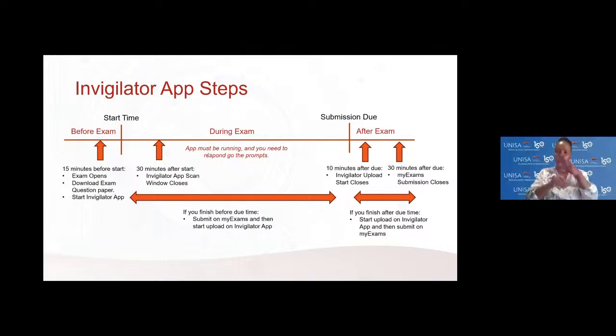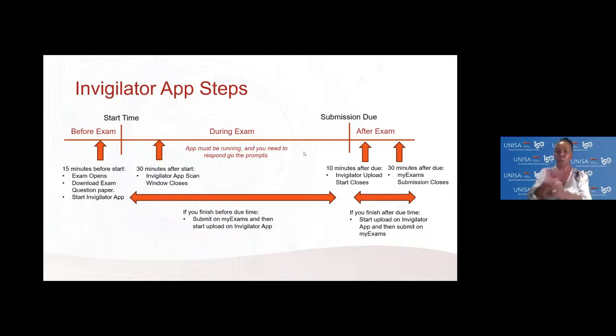So this is then the writing time. During this time, that's where you get the prompts and you just take the pictures. Now say it's 12 o'clock. Now you must submit. That means the Invigilator app will also give you a notification. You must now stop writing and you must start the upload process. Note that in the Invigilator app, you only have 10 minutes to start the upload. That's the time where you take pictures of your documents.